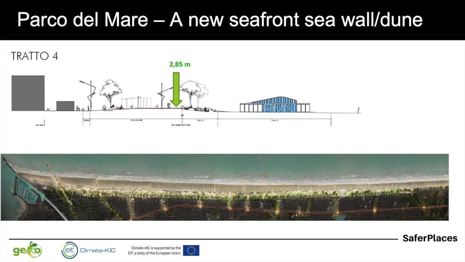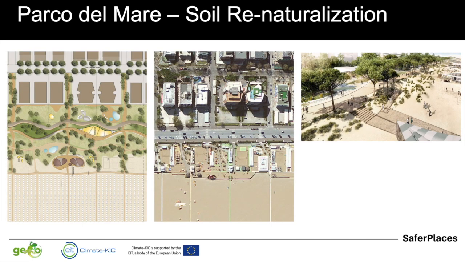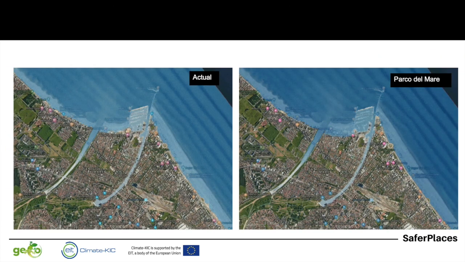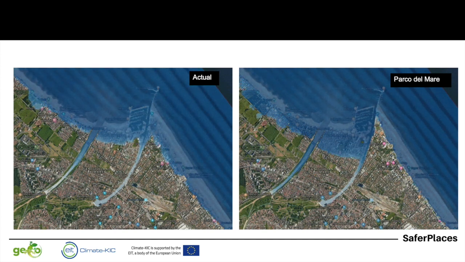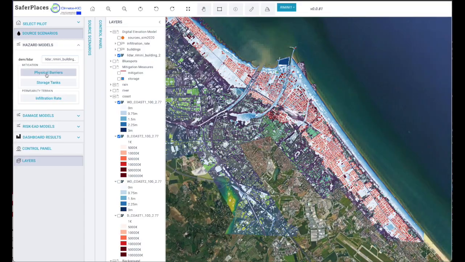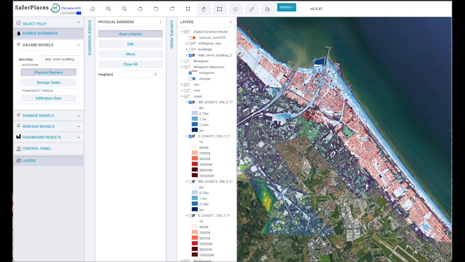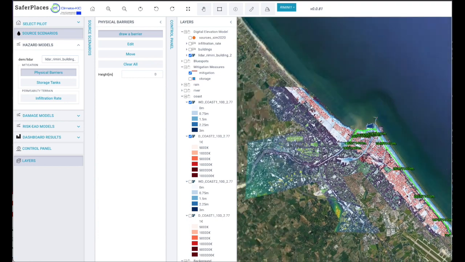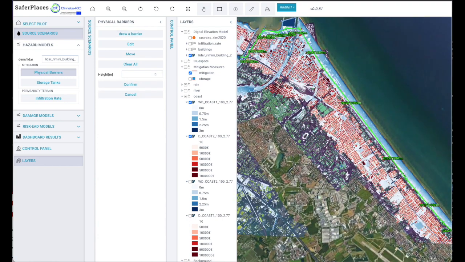The Safer Places platform has been designed to support users in designing and assessing mitigation measures. Through specific tools, the users can design and assess the flood risk mitigation capacity of different mitigation measures, such as flood barriers, retention water tanks, and green area development in urbanized and sealed areas.